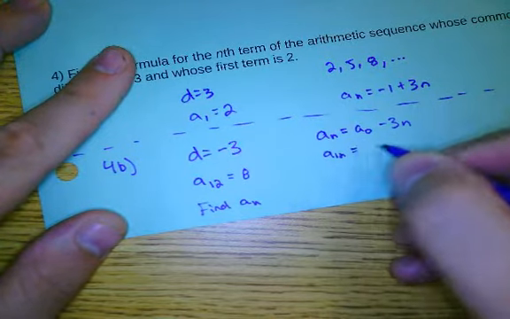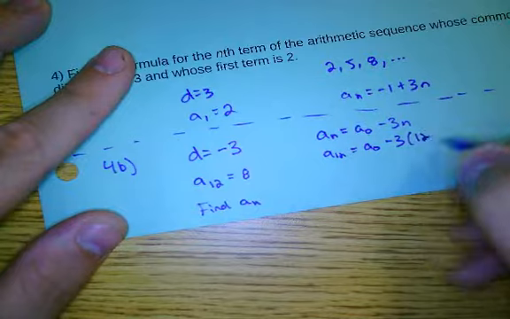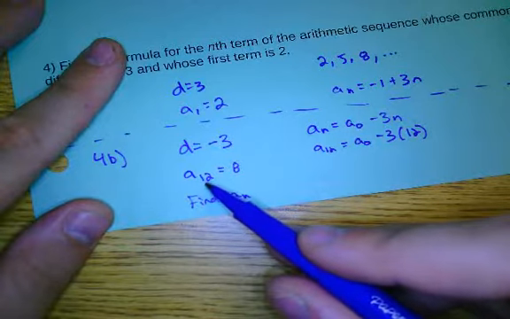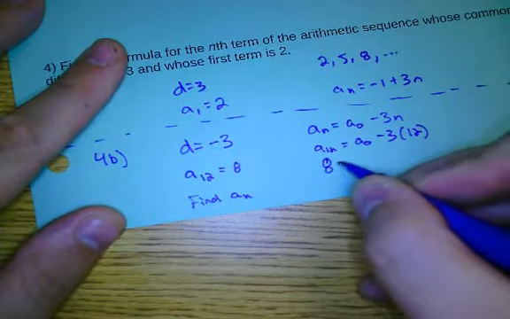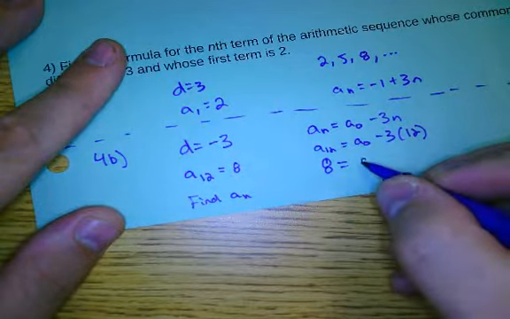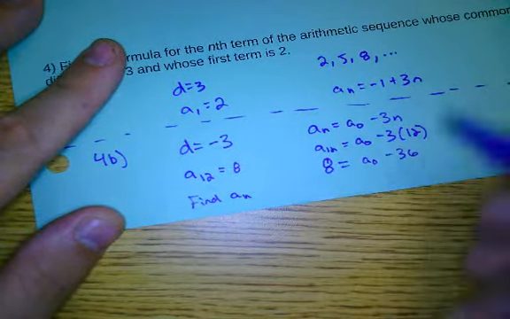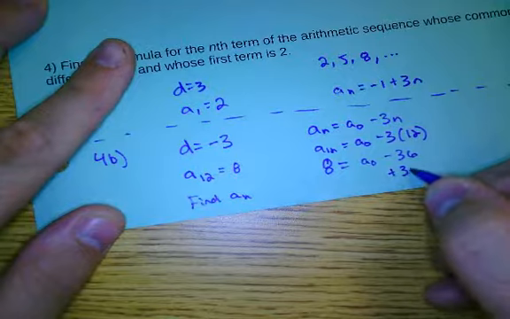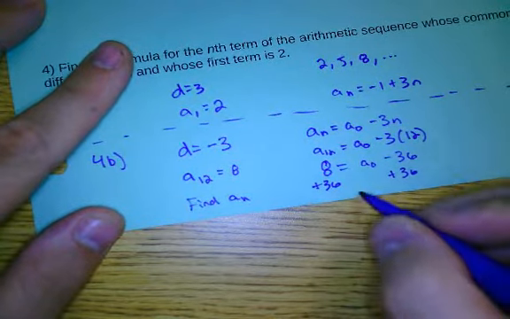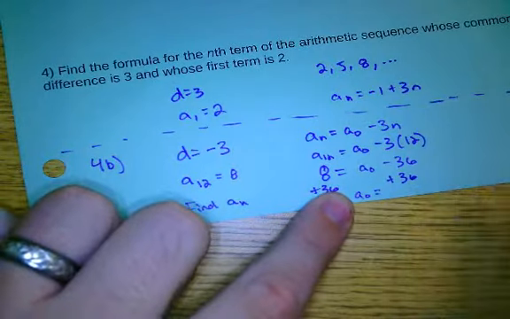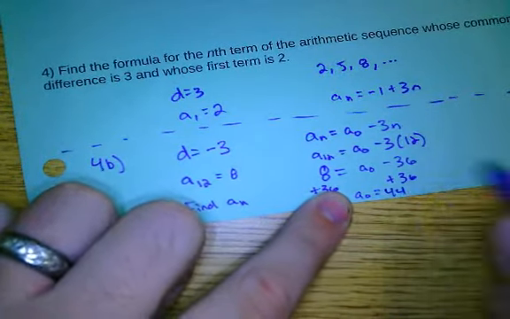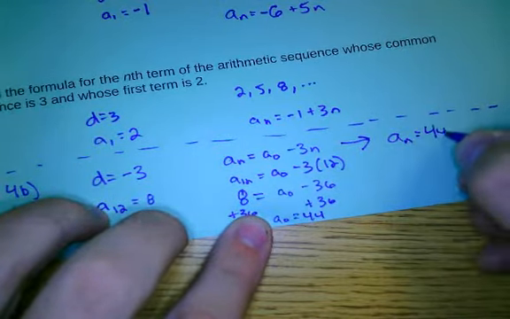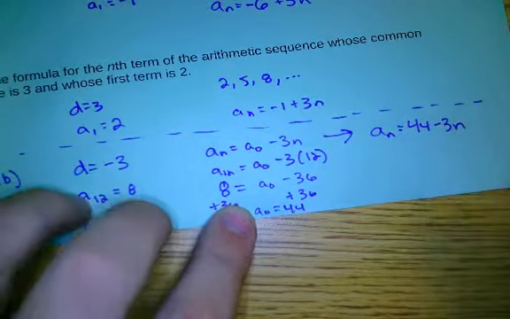So A sub 12 is equal to A sub 0 minus 3 times 12. I'm just plugging in information that I know. I'm plugging in a 12 because I know 12. So what is A sub 12? It's 8. So it's A sub 0 minus 36. How do you find A sub 0? Add 36. And what do you get? Equals 44. So now I know everything, right? A sub n is equal to 44 minus 3n. Good.